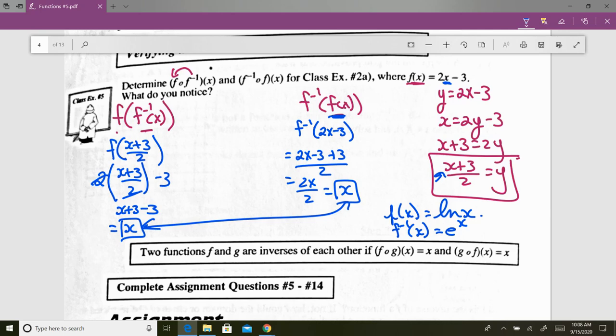I know that looks like whatever. But I said, what is this? You don't even have to do any math. What's the answer? X. Always, always, always. If you put the inverse into the original or the original into the inverse, it's always x. Okay? All right.